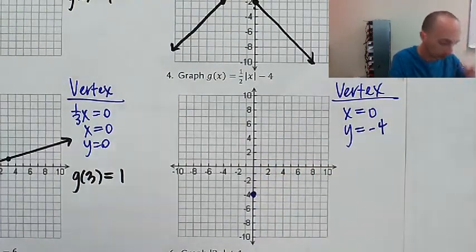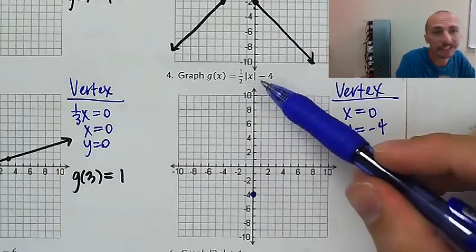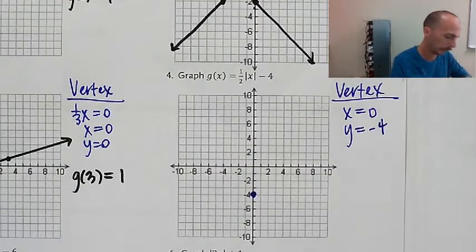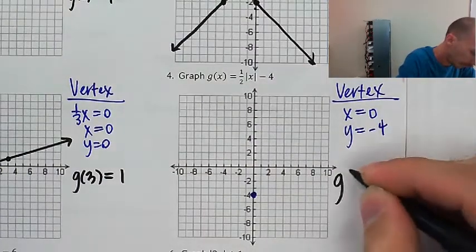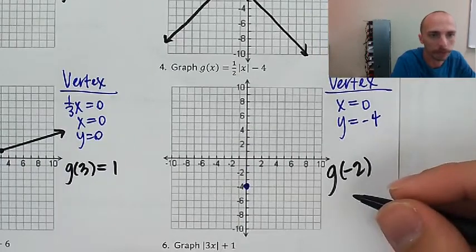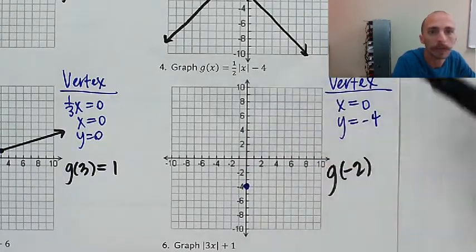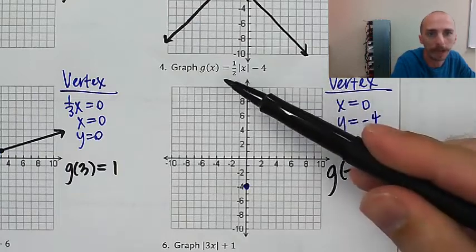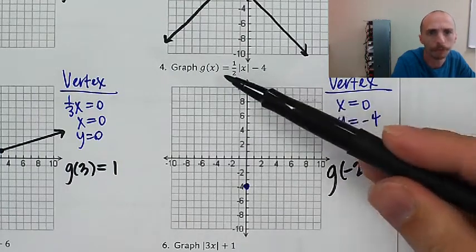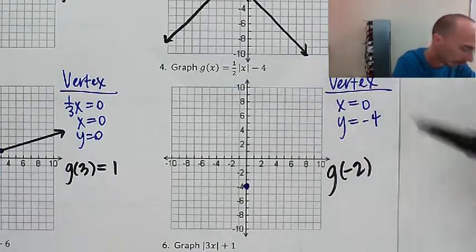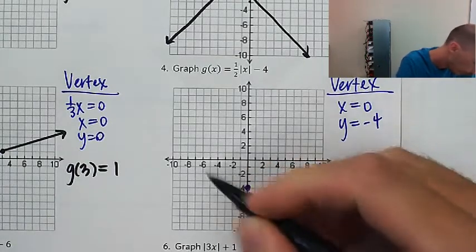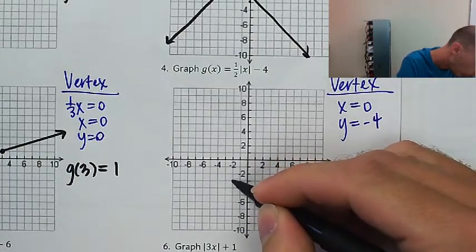And we're going to choose some other number. I'm going to choose an even value of x so that when I divide it in half, it's still a whole number. But maybe this time I'll do g of negative 2. It doesn't have to be to the right of the vertex. I just happen to be doing it like that. So half of the absolute value of negative 2 would be half of 2, which is 1. 1 minus 4 is negative 3. So when x is negative 2, y is negative 3.